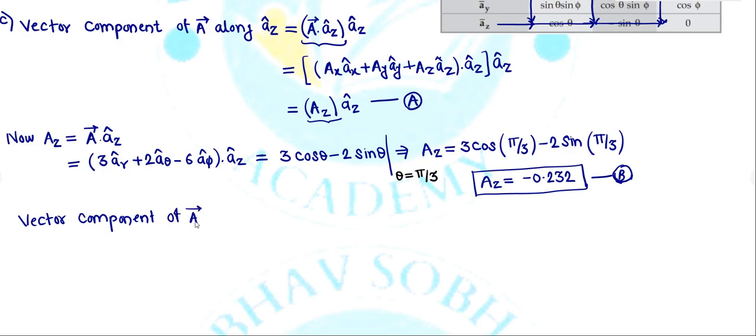Here, given vector A along the az direction is, for now, minus 0.232 az, and this az will be as it is over here. But still this is not the final answer. Why? Because this az has its own value.